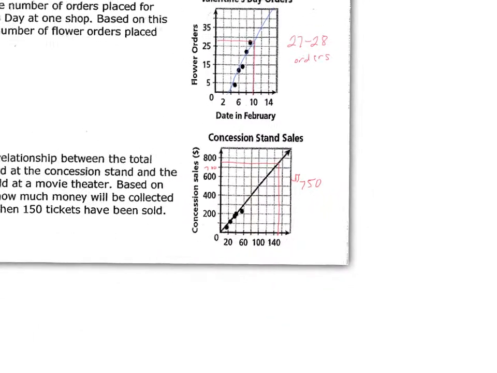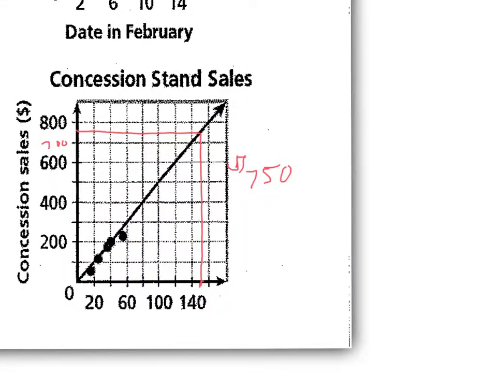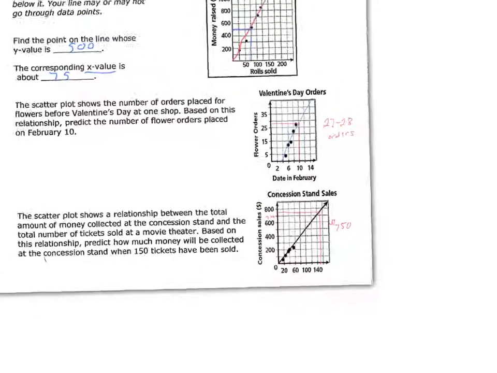So if you sold 150 tickets, you would have collected $750 at the concession stand. So this stuff's not so bad.